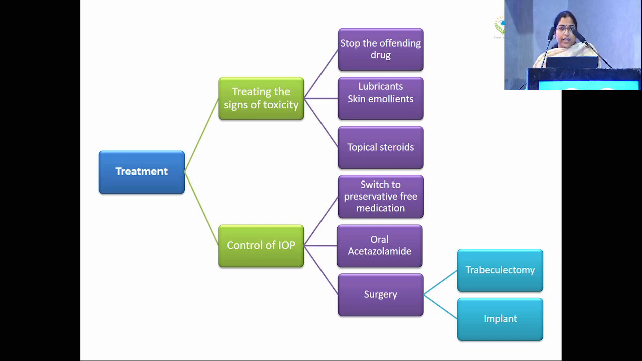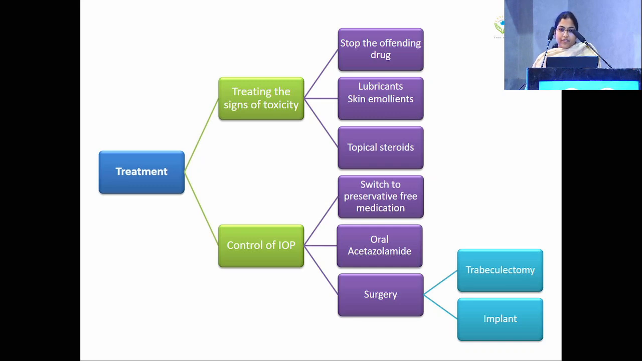And we need to take care of the ocular surface with lubricants and the lid skin with skin emollients such as coconut oil or Vaseline petroleum jelly or any moisturizer to the lid skin. The inflammation should be controlled with topical steroids. So after treating the signs of toxicity, what is more important is to treat the intraocular pressure.